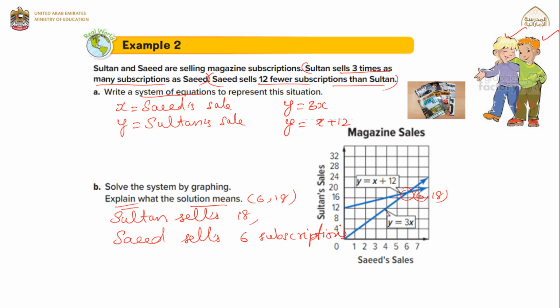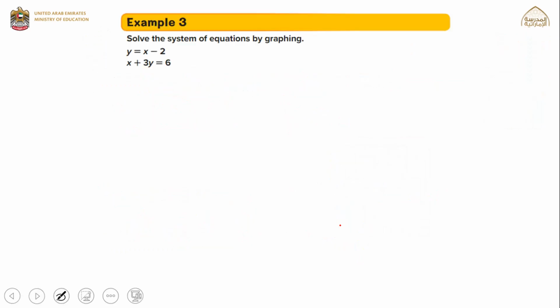Okay, that's the solution. You have explained it. When we move on to the next question, it's similar to the previous, but you could find that the second set of equations is not in slope-intercept form. The first equation is in slope-intercept form. Rewrite the second equation in slope-intercept form.